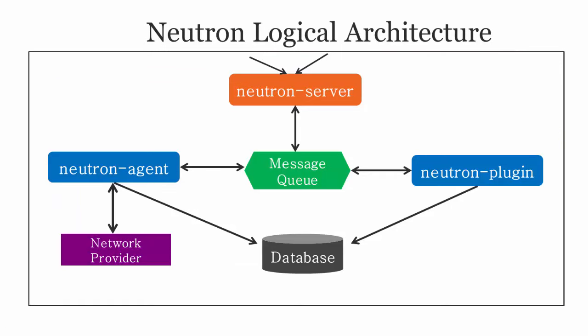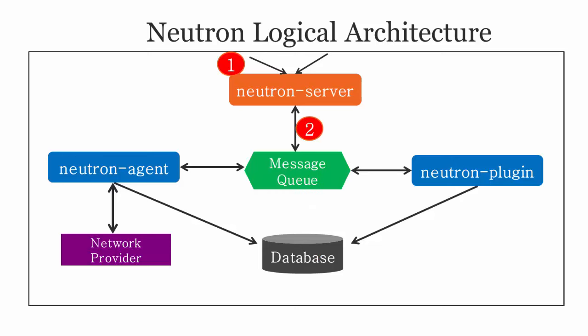Okay, let's check the Neutron logical architecture. The Neutron server, Neutron agent, Neutron plugin, and network providers are the Neutron components. At first, the Neutron server must run on the controller node. The Neutron server is always ready to receive requests from the client to allocate IP addresses.